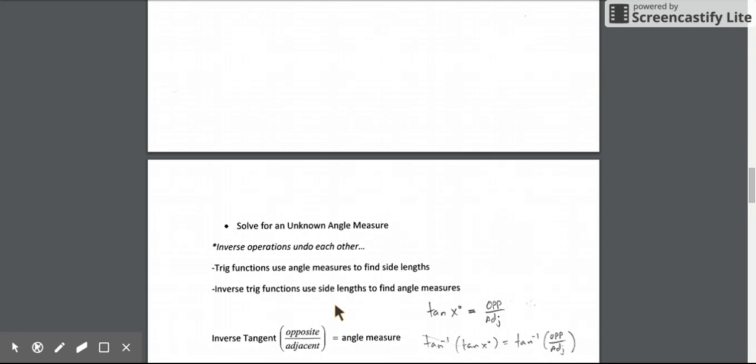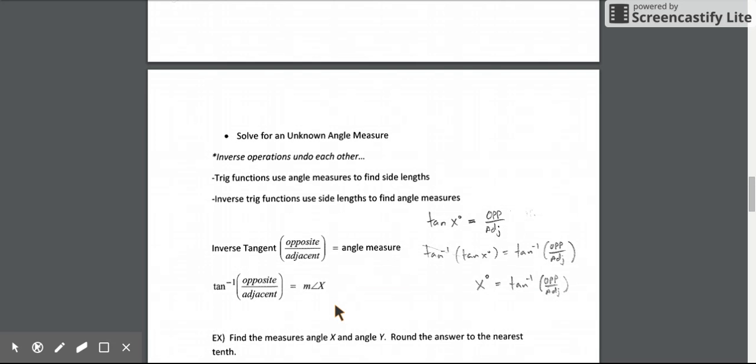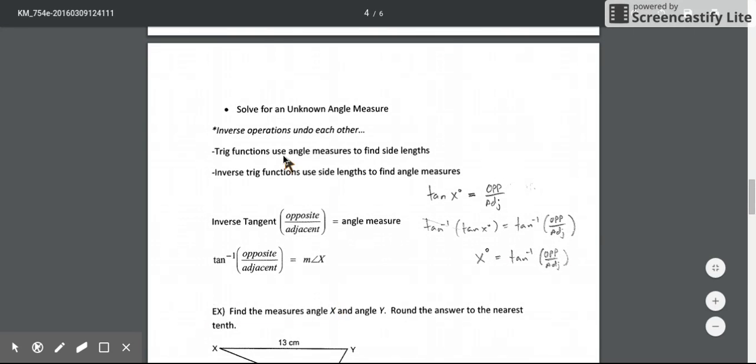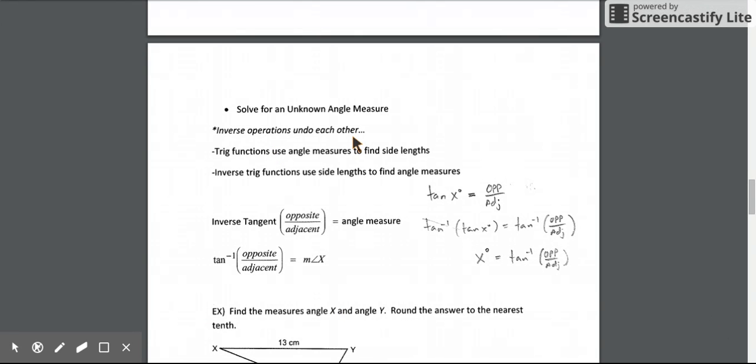Not only can we use tangent ratios to solve for missing sides, but we can actually use inverse tangent ratios to solve for angle measures. So remember that inverse operations undo each other. Multiplication and division are inverses of each other, they cancel each other. Squares and square roots are inverses of each other, they cancel each other. In the exact same way, a trig function and its inverse trig function will cancel each other. So if we can use trig functions and angle measurements to find side lengths, we'll think about that upside down and inside out. Then the inverse trig function must be using side lengths to find angle measures.